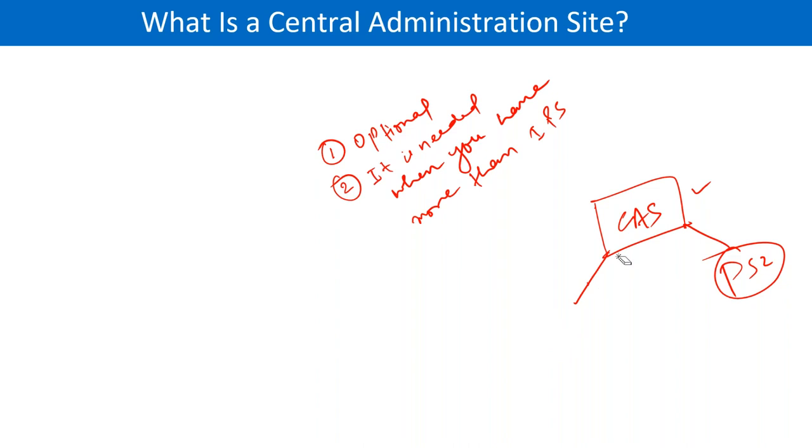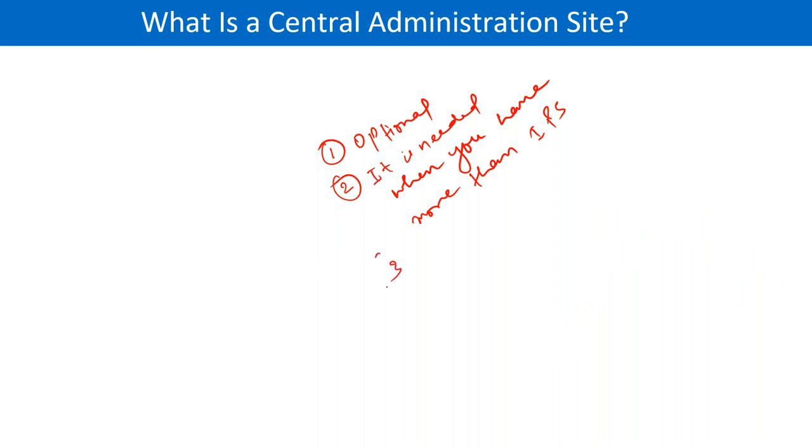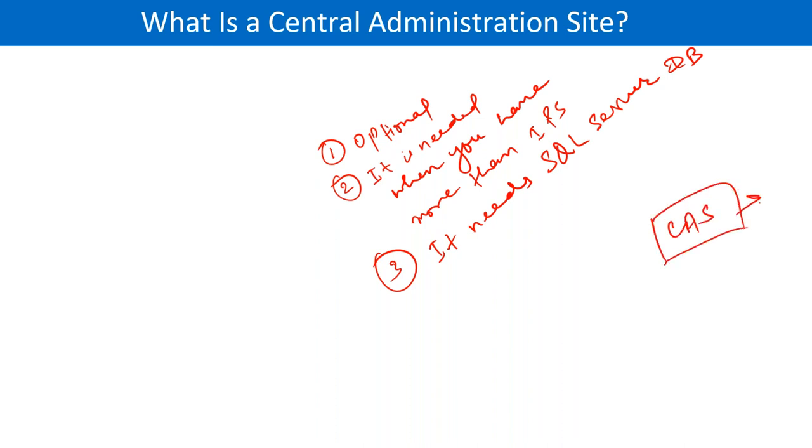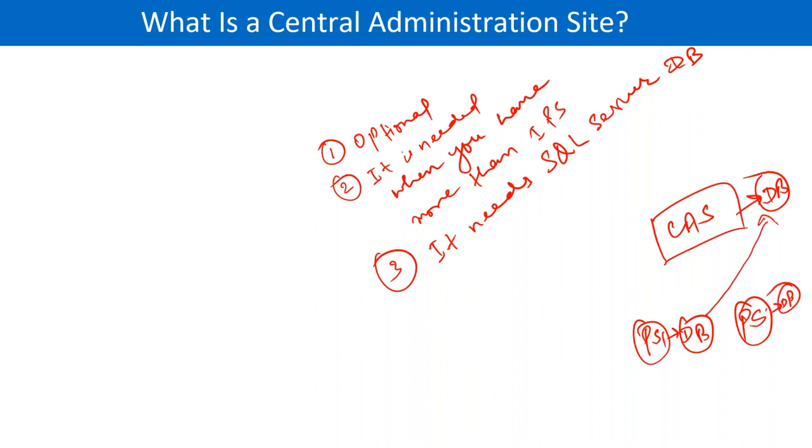So central will be sitting on top of the hierarchy as and when you have central. Central administration site has a database, so it needs a SQL Server database. It will collect data from the primary site database. Primary will also have a database. Let's say there are two primary sites, primary one and primary two. Both will have a database. Whatever data primary site one collects, it will pass on to the central database. So where does it collect data from?